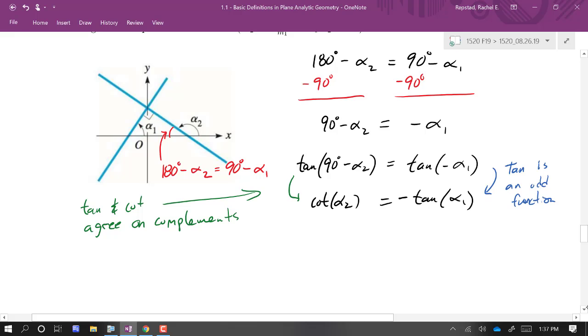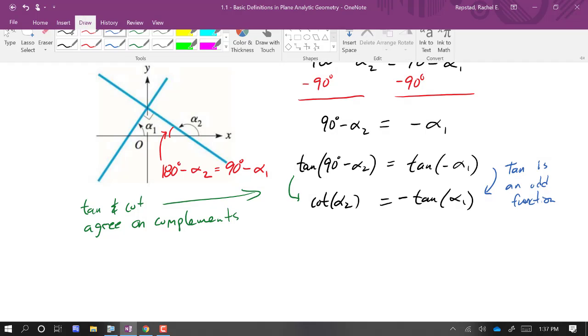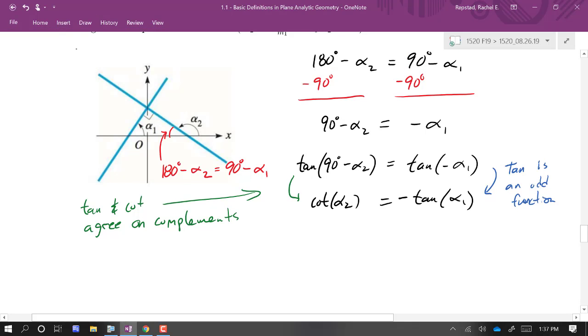And now we're getting real close. Aside from the fact that they agree on complements, how are tangent and cotangent related? Say it out loud. They're inverses of each other. Well, yeah, or I guess you could say reciprocals, they're multiplicative inverses. I like to use the word reciprocal because there are different kinds of inverses, and I don't want to confuse it with the inverse function. Yeah, they're reciprocals. So cotan of alpha 2 is 1 over tan of alpha 2.